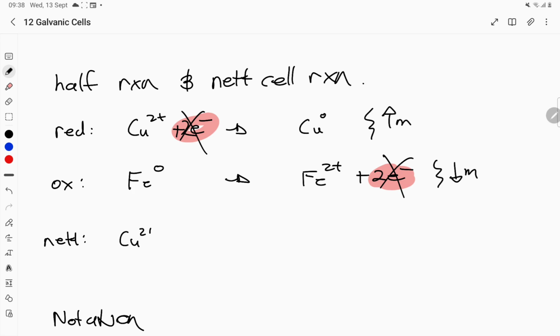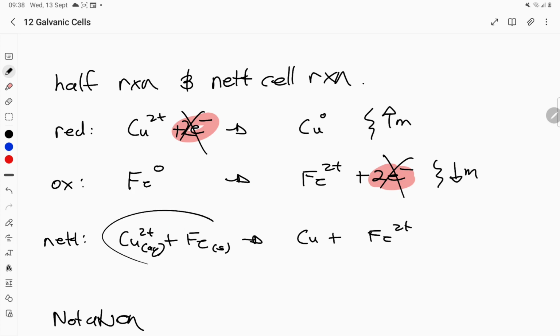So we have Cu2 plus Fe, and that will go to Cu plus Fe2 plus. So we just have to put the subscripts in. That will be aqueous, it's in solution. Iron will solidify. It starts as a solid. Copper 2 plus is in solution, and it will go to copper 0, which is a solid. And the iron in the electrode will go into solution, which will be aqueous. All right, and there's your net cell equation.